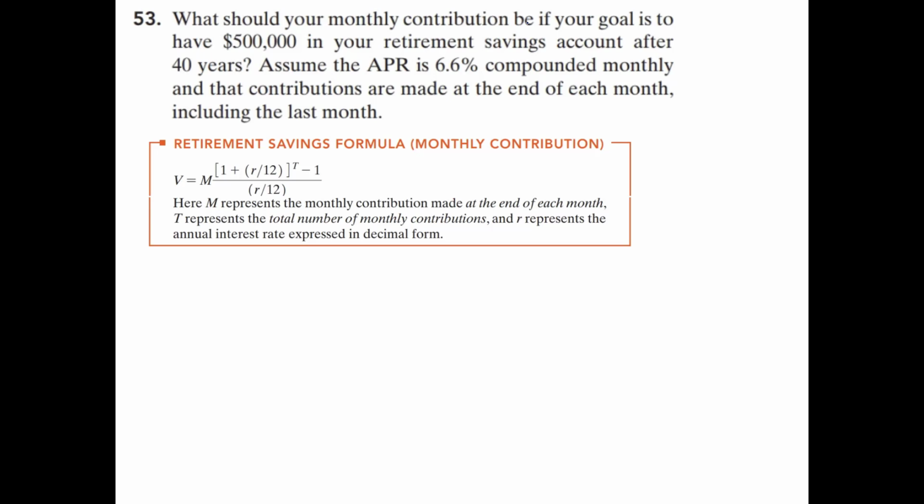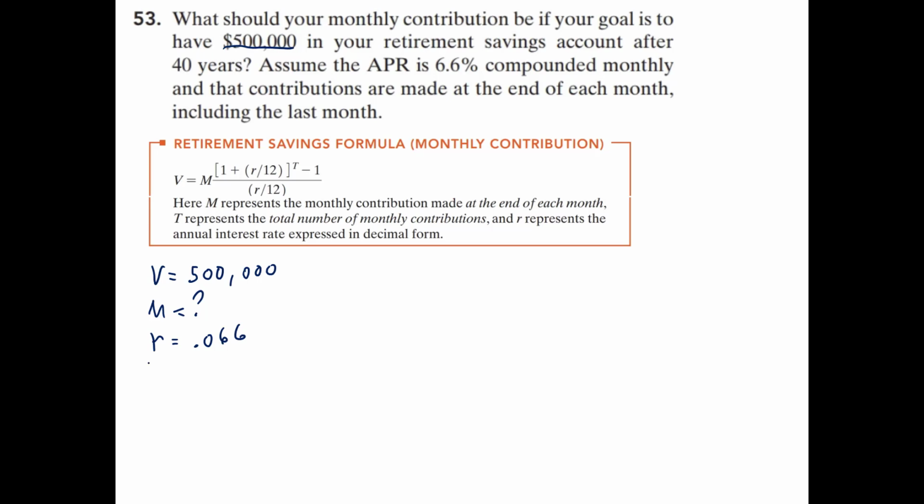V represents how much we're going to have in the account for our retirement, and we know that. What should your monthly contribution be if your goal is to have $500,000? So that makes V equal to $500,000. Okay. M is what we don't know. Our annual interest rate is 0.066. Be careful, you need to move the decimal point over 2 places, 0.066.